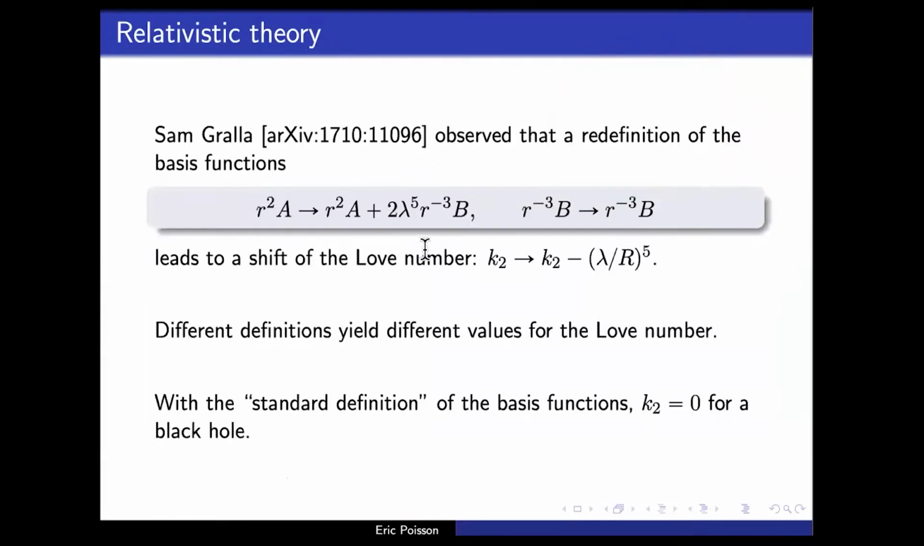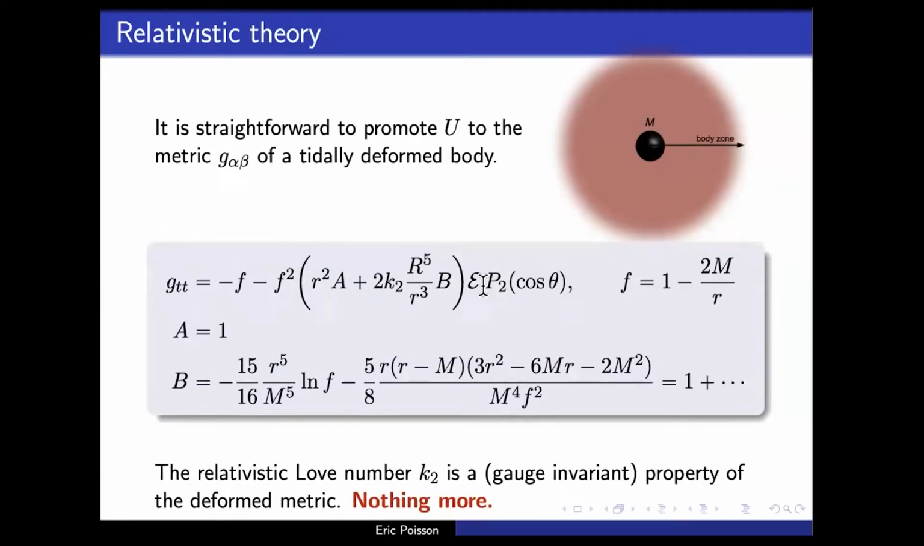And the fine print was basically made bigger by Sam Gralla in a paper from several years ago. What he observed is that, when I describe my metric perturbation in this way, I made a choice for what I call a growing solution to the perturbation equations, and I made a choice for what I call the decaying part of the perturbation. The growing part, I said, is the tidal field. The decaying part is the response.